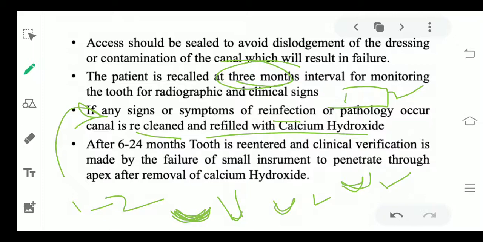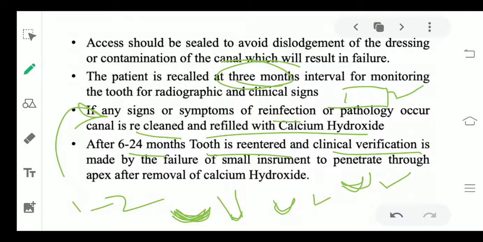Now, as I told you, it's a very very long treatment. So after around 6 to 24 months, the tooth is re-entered and a clinical verification is made. Now how do you make a clinical verification? Clinical verification here means that your tooth's apex is completely sealed and completely healed. You can further go for a treatment. This verification is made. How?